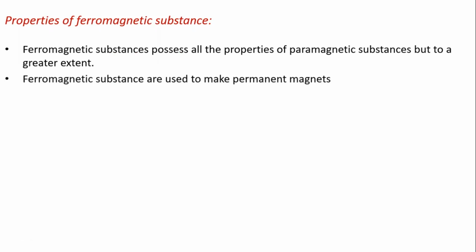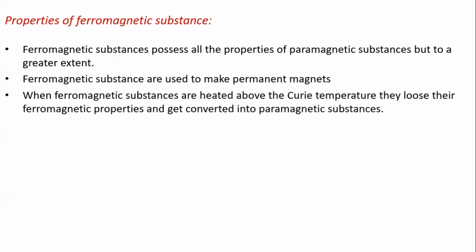First, ferromagnetic substances possess all the properties of paramagnetic substances, but to a greater extent. Ferromagnetic substances are used to make permanent magnets. You can see permanent bar magnets in a laboratory; those bar magnets are made from ferromagnetic substances. When ferromagnetic substances are heated above the Curie temperature, they lose their ferromagnetic properties and are converted into paramagnetic. So what is the Curie temperature? It is the temperature at which a ferromagnetic substance is converted into a paramagnetic substance.